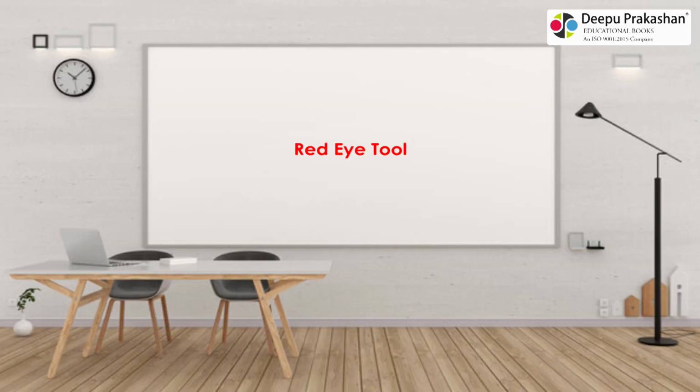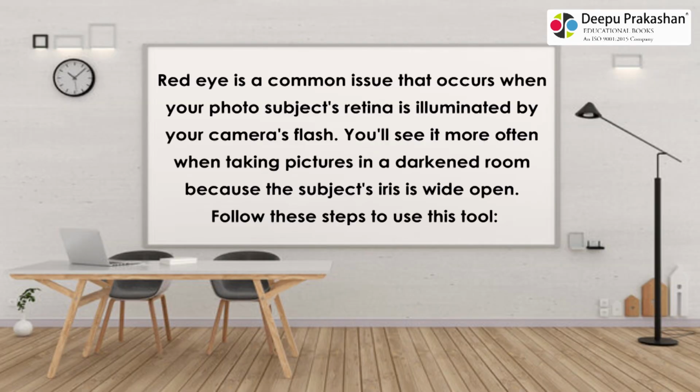Red Eye tool. Red eye is a common issue that occurs when your photo subject's retina is illuminated by your camera's flash. You'll see it more often when taking pictures in a darkened room because the subject's iris is wide open. Follow these steps to use this tool.